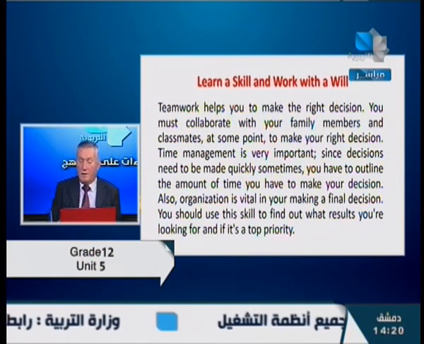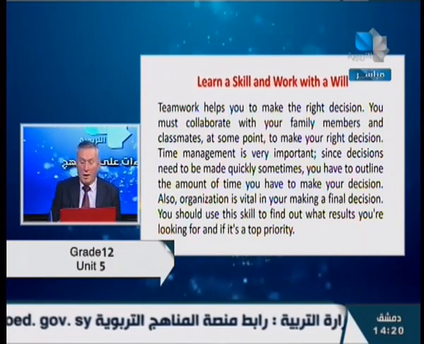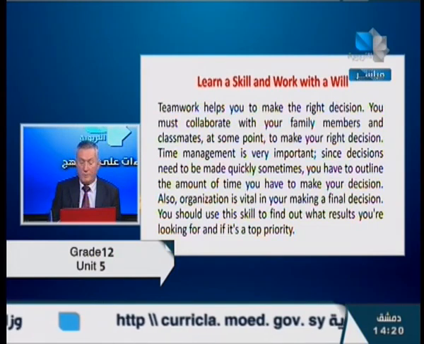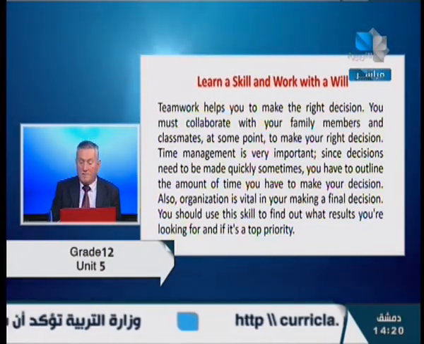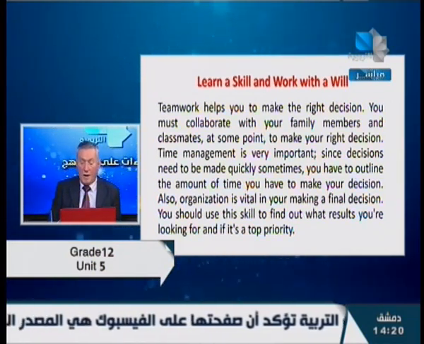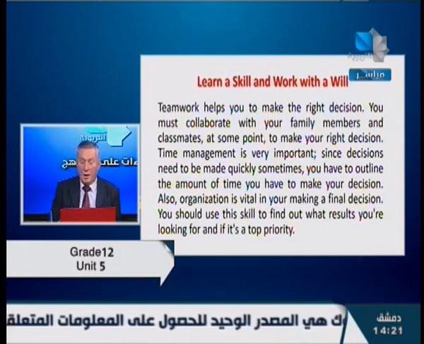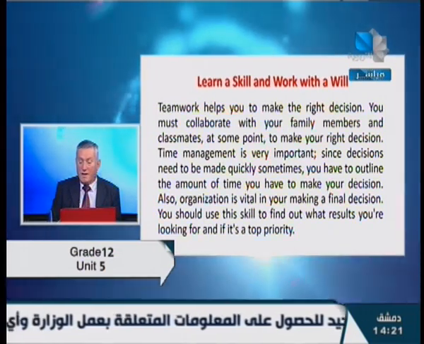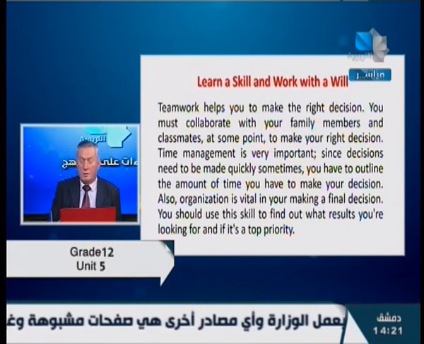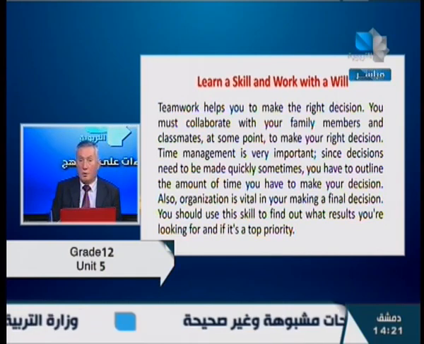Teamwork helps you to make the right decision. You must collaborate with your family members and classmates at some point to make your right decision. Time management is very important since decisions need to be made quickly sometimes. You have to outline the amount of time you have to make your decision. Also, organization is vital in your making a final decision. You should use this skill to find out what results you're looking for and if it's a top priority.